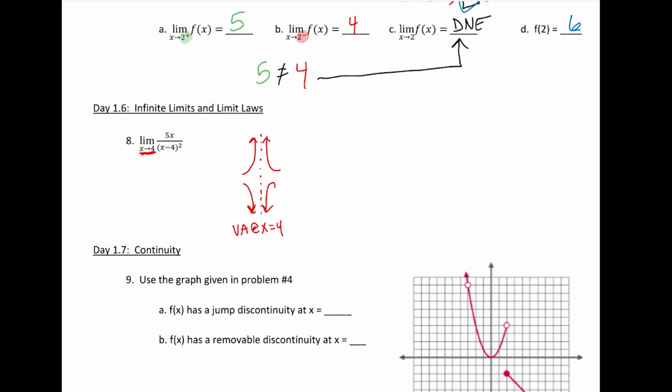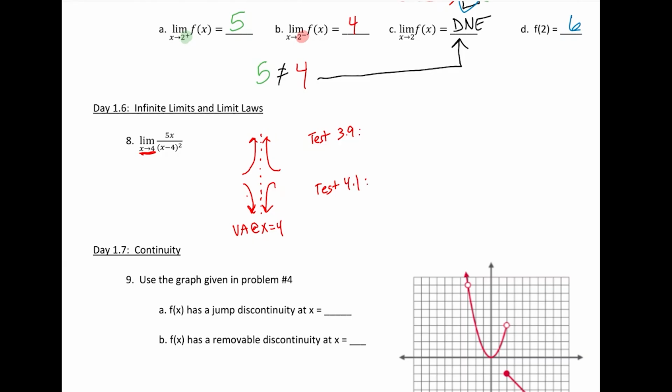So in other words, we want to find really what's going on with the function on the left-hand side and the right-hand side. If they're both going the same direction, then we can say that the limit is either positive or negative infinity, depending which direction they're going. But if they're going in opposite directions, we'll say does not exist. So we're just going to test a couple of values. Let's test 3.9 and we'll test 4.1.